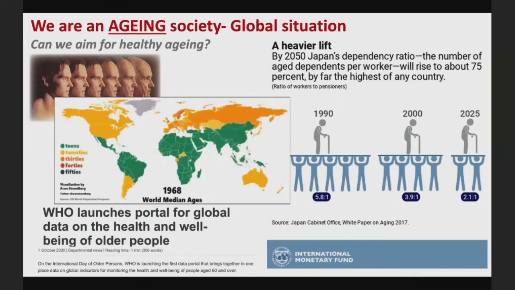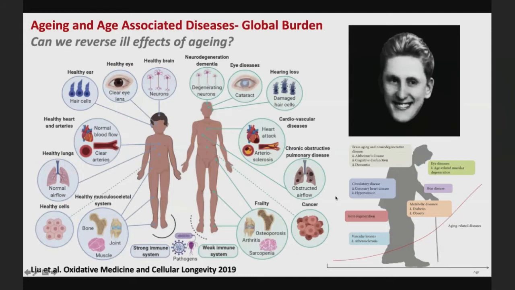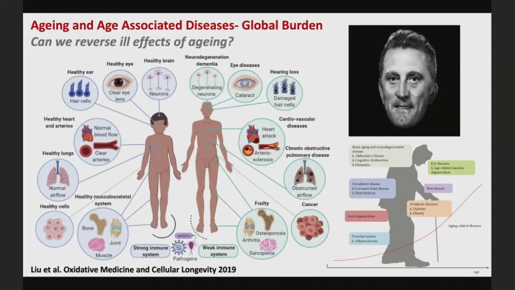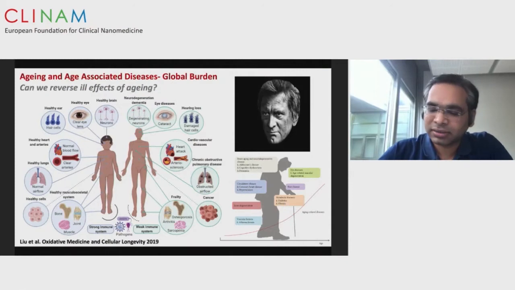So when we talk about aging, it's not about adding another candle onto your birthday cake. It's not about having wrinkled skin. It's also not about having gray hairs. Aging is also associated with multimorbidities, which includes dementia, atherosclerosis, cardiovascular diseases, osteoporosis, and all these different morbidities or disease conditions are collectively called age-associated diseases.